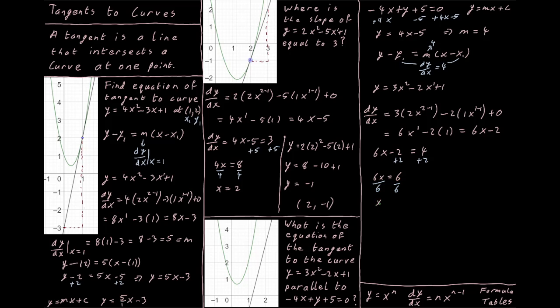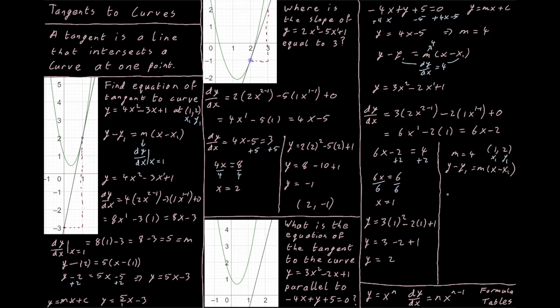But I need to know an x and a y to sub into my equation. So I have to go back to my original curve and sub in x is 1. And I get that y is 2 when I've tidied that up. Well, now I know all the information I need. The slope is 4, and the point I need on my curve is going to be at 1, 2. So I know my slope, I know my point, so I can sub into my equation of my line formula and tidy it up to get my answer.